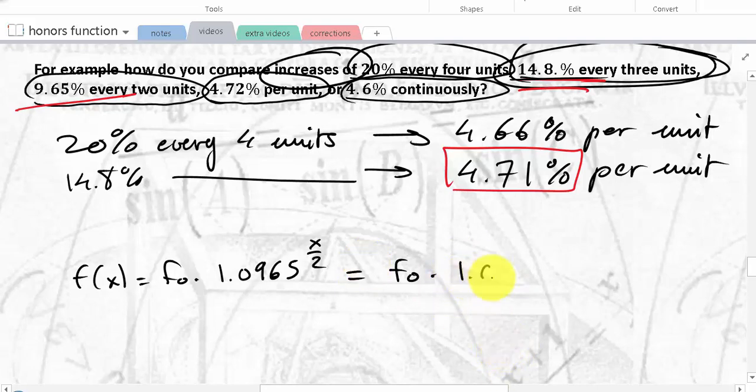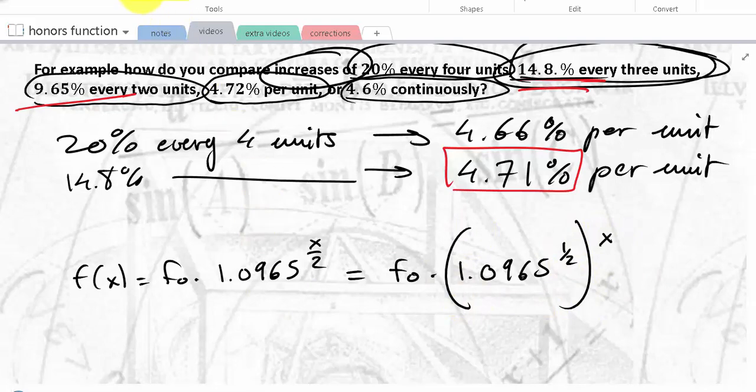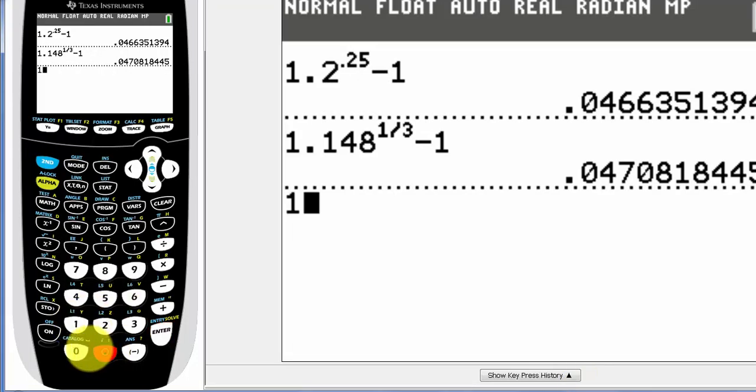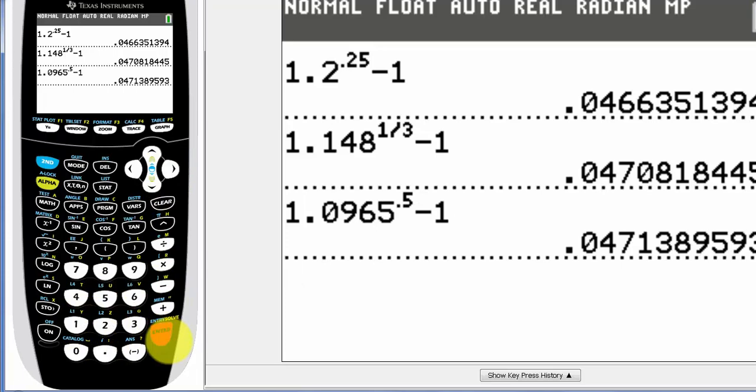So 1.0965 to the 1/2 means square root, okay, to the power of x. And so if you want r, it is 1.0965 to the 1/2 minus 1. I want r, right? Not just a factor. So let's take our calculator and do 1.0965 power 1/2, so 0.5, minus 1. All right, let's see. And here we have, we have to be careful right here.